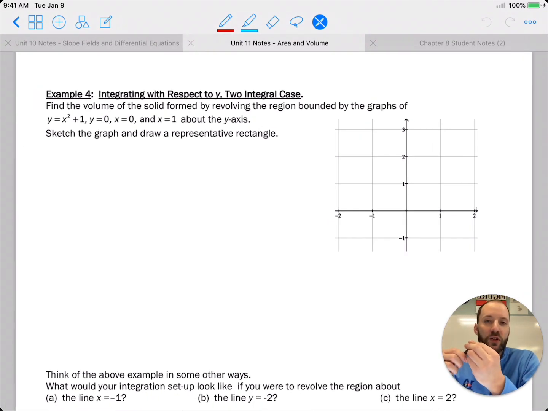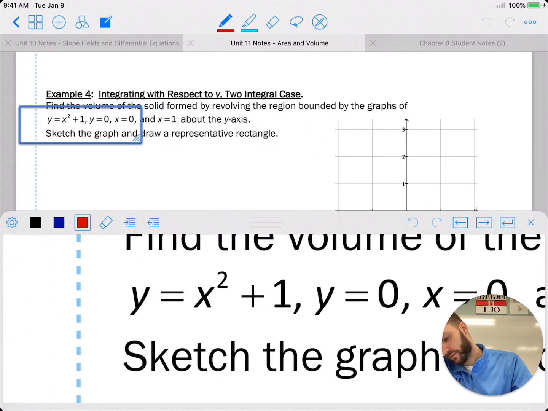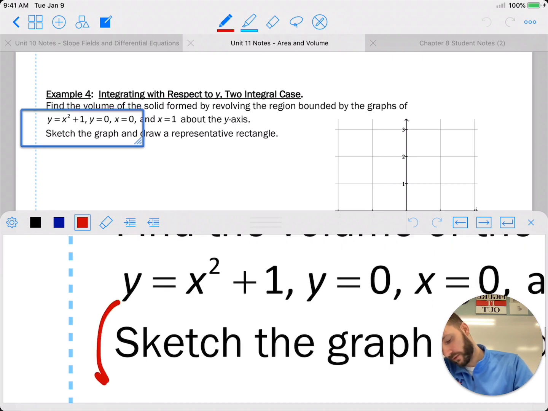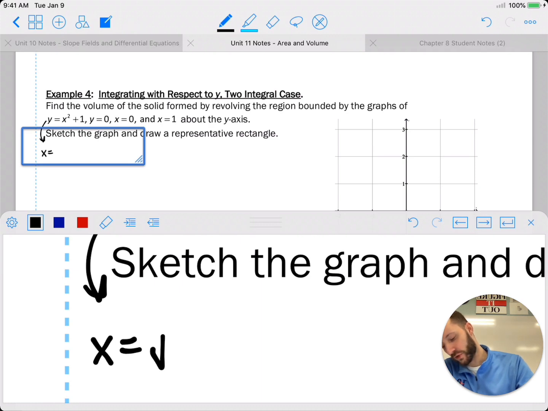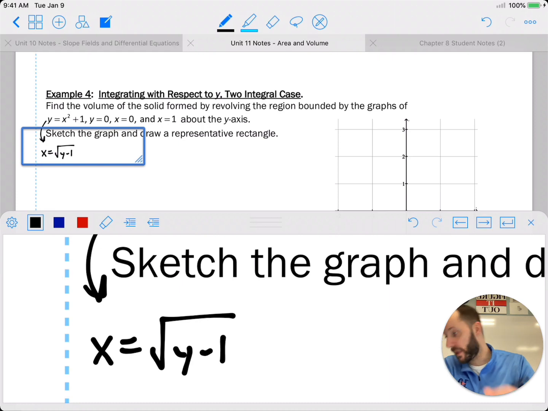Integrating with respect to y. This is always kind of tricky because we're very used to things being in terms of x. So now in terms of y. So find the volume of the solid formed by revolving the region bounded by the graphs of all of that. So first things first, y equals x squared plus 1. That is x equals root y minus 1. Okay, to get that down to begin with.